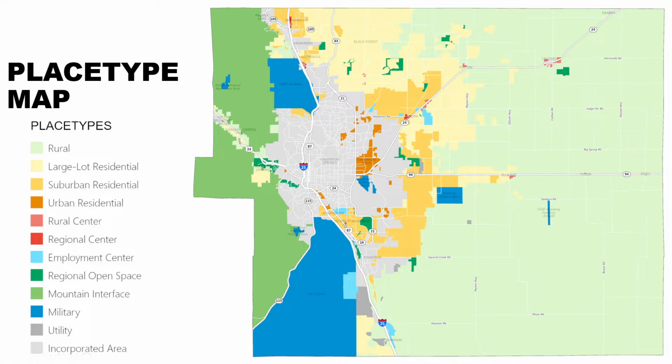This is a place type map of El Paso County and shows all the place types and their location within El Paso County. And again, at the end of this presentation, I will direct you to map.social, where you can actually go in and drop your comments on this draft map, letting us know where you agree and where you may disagree or have suggestions or thoughts.